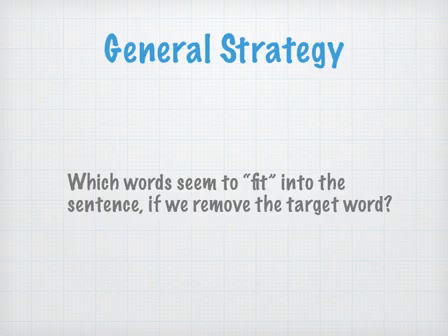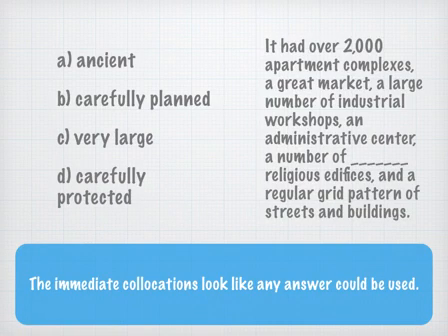So we'll have a look at this first question, just as an example. We've got these words: ancient, carefully planned, very large, and carefully protected. And we've removed the word, so now we've got a number of blank religious edifices. If we try and put the words from the answer stem into the blank space now, we can see that almost any of these words could fit. We could have ancient religious edifices. We could have carefully planned religious edifices. We could have very large religious edifices. We could have carefully protected religious edifices.